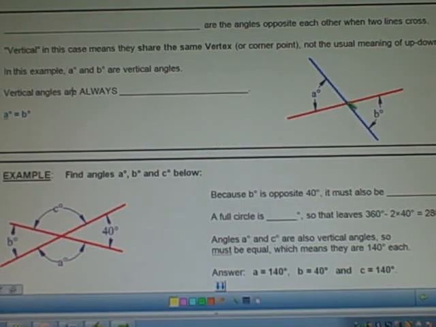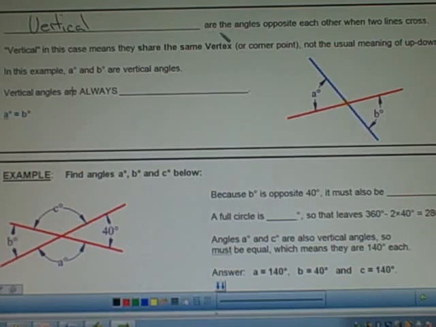So just to remind us of what our vertex is: the point at which two lines meet to form an angle. So we're looking at angles A and angles B. And vertical angles are simply angles that are across from each other. So vertical angles are the angles opposite each other when two lines cross. And vertical angles are always congruent.